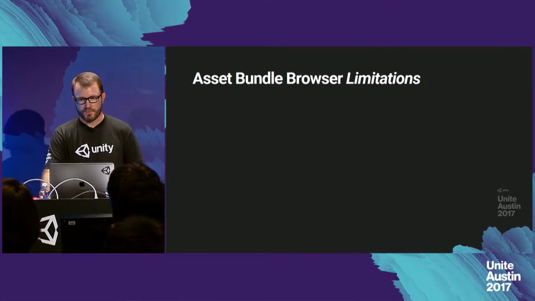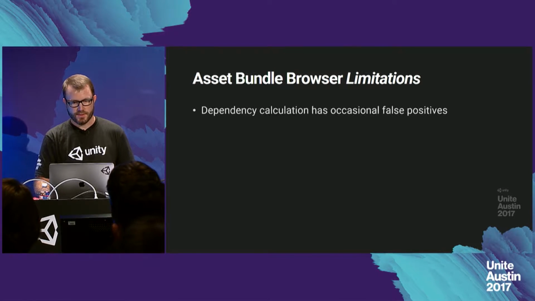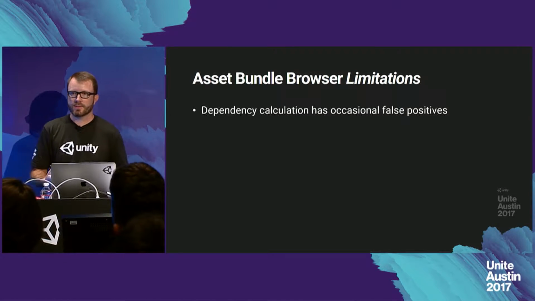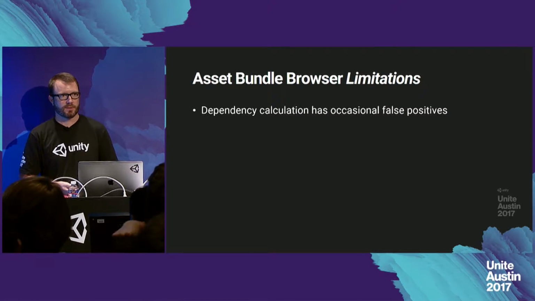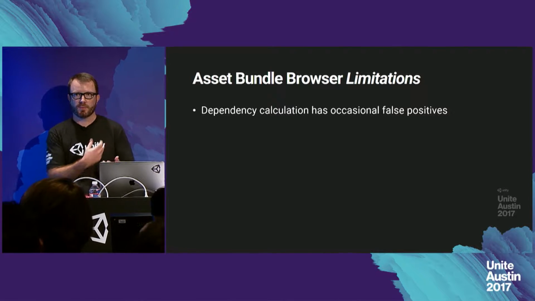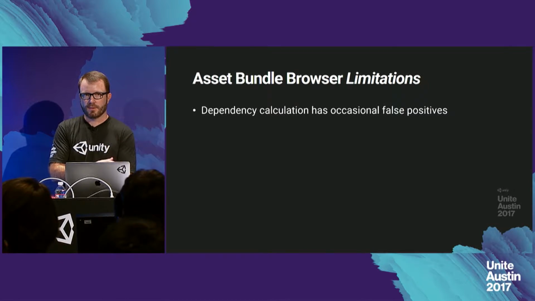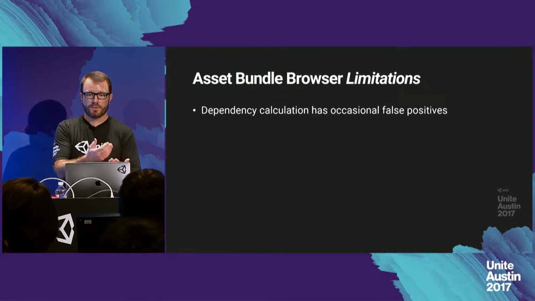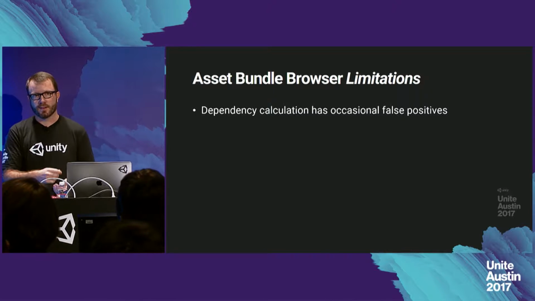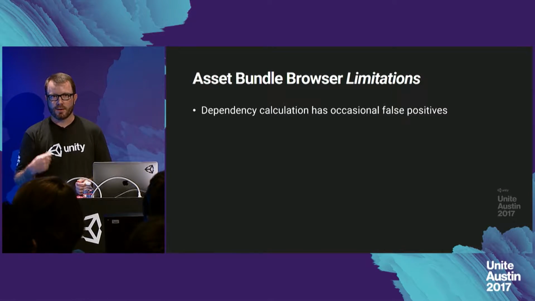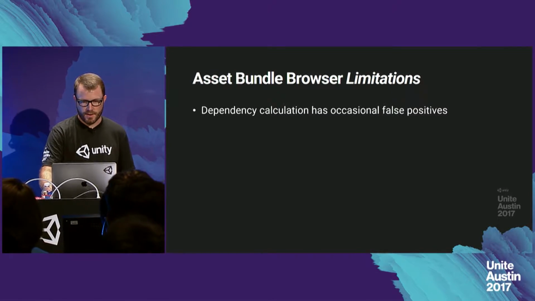So one last slide before I get into the demo, a couple of limitations of the browser. For one, dependency calculation occasionally has false positives. Like I said, you put some prefab in there. What the browser is going to do is kind of guess at the dependencies, do the best it can to figure out the dependencies, to figure out what's going to be implicitly pulled in. Sometimes it has some false positives because some things get compiled out when you're actually building for the player or that kind of thing. So just a heads up there.